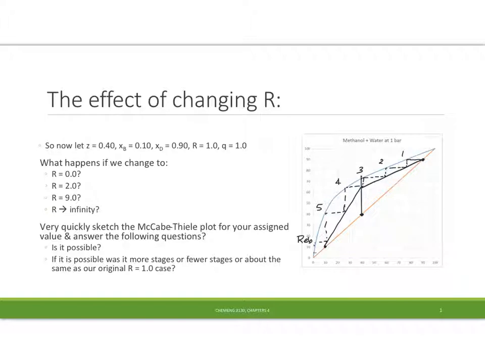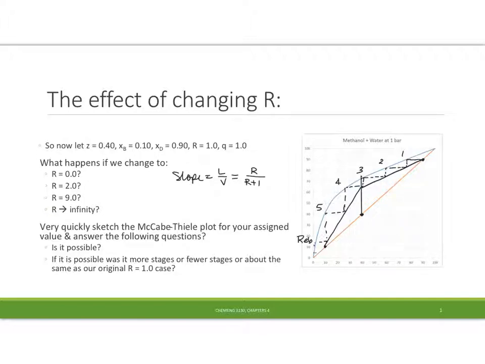And last class, we looked at varying the Q. Today we want to look and see what happens when we change the reflux ratio. So you'll recall that reflux ratio figures into how we calculate the slope of the enriching section operating line. The slope is L over V by definition, but in terms of reflux ratio, it's R over R plus 1.